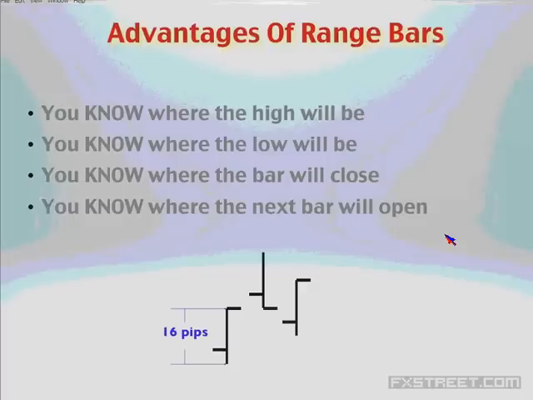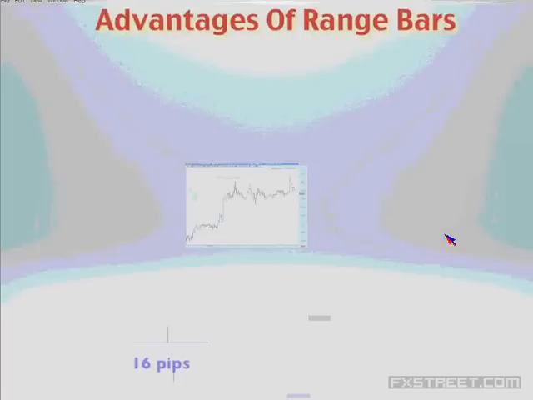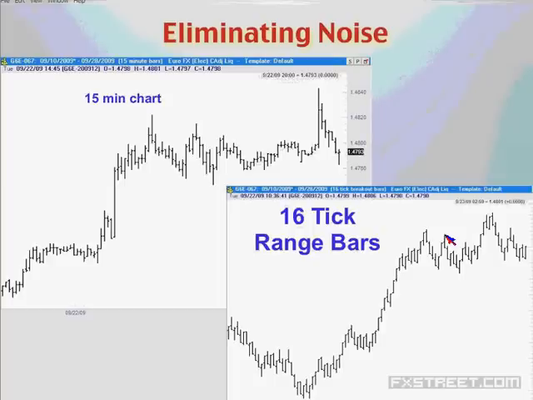Now just think about it. When you plot a bar or a candle, I know that some of you are candlestick fans, and that's fine. What are the 4 variables that you have when plotting a bar or candle? It is the open, the high, the low, and the close, right? Take a look at this chart. You know where the high will be, you know where the low will be, you know where the bar will close, and you know where the next bar will open. Isn't that cool? But I think the most significant advantage of range bar is that it eliminates noise.